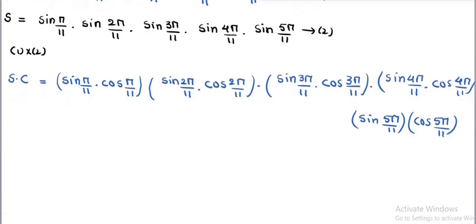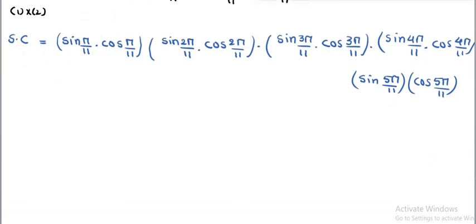Please observe this step. Next, sin pi by 11 cos pi by 11, angle same. Sin 2 pi by 11 cos 2 pi by 11, angle same. Sin 3 pi by 11 cos 3 pi by 11, also angle same. Sin 4 pi by 11 cos 4 pi by 11, angle is same. Sin 5 pi by 11 cos 5 pi by 11, also angle same. So I will take 1 by 2, please observe, 1 by 2 into 2 sin pi by 11 cos pi by 11. Same, 1 by 2 is taking.